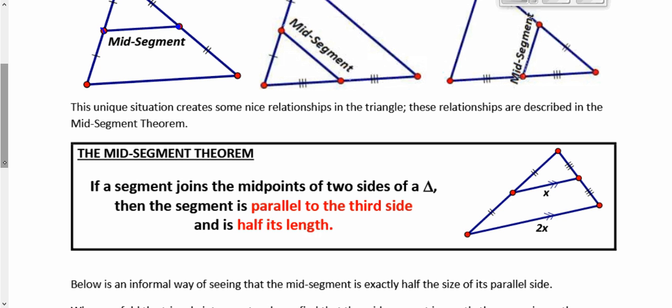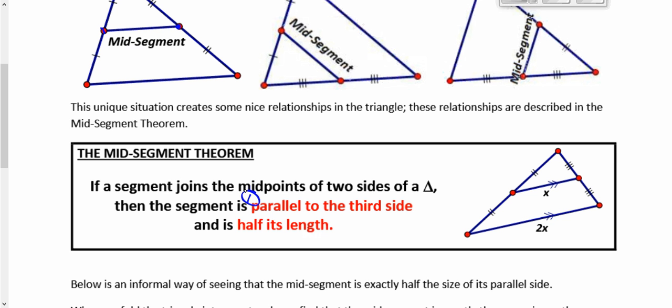So the first thing, thing number 1, and it's in red here. The mid-segment, the segment that joins the midpoints of two sides, right, is parallel to the third side. Okay? That's the first thing. So you see in the diagram here, you see this mid-segment, and you see the third side that's not connected by it? Those 2 segments are parallel. Okay? So that's the first thing.